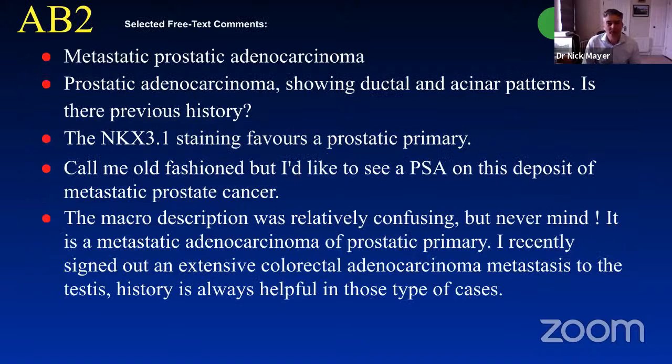So a lot of people put metastatic prostate adenocarcinoma in the comment section because in the drop-down menu we only had metastatic disease, which is something that we maybe need to consider when we're actually scoring this case. We didn't have something more specific than that. Some people commented on mixed acinar and ductal morphology, that the NKX was favouring a primary prostatic, although we weren't given any history in relation to that. Somebody there wanting to see PSA, and that was a recurring theme. A lot of people wanted more traditional prostate-specific markers.